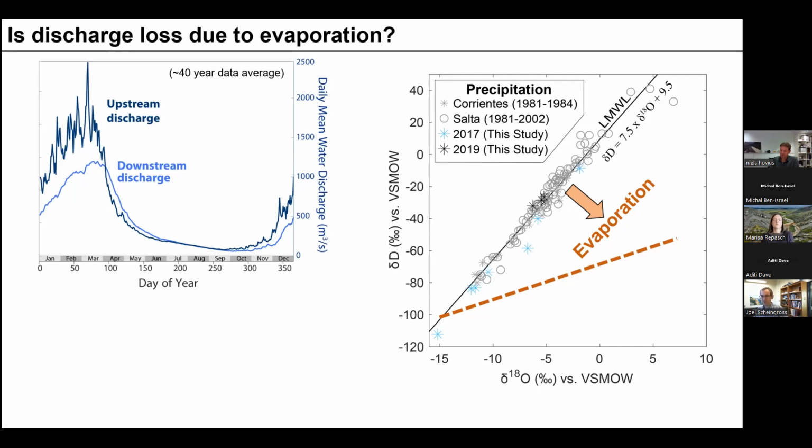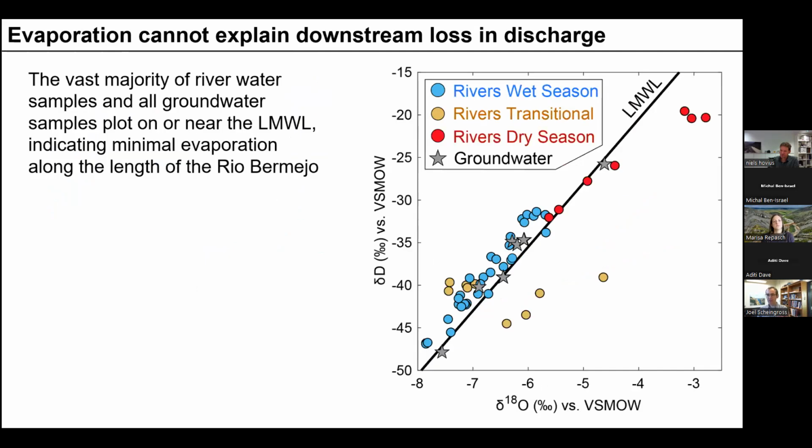So let's look at some of that data. I've now taken the precipitation off for clarity, but I'm still plotting this local meteoric water line. The axes haven't changed. And the circles are all water samples we've collected from the main stem Rio Bermejo and some of the headwater tributaries. And they're color coded according to if we collected it in the wet season, transitional season, or dry season. And the gray stars are the ones from these groundwater wells.